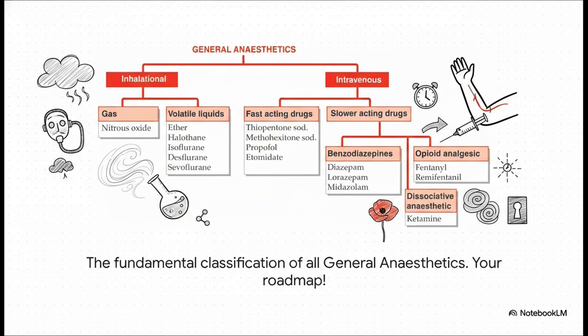See here, on one side we have the inhalational route. These are the drugs you breathe in, and they can be either gases like our old friend nitrous oxide, or they can be volatile liquids like ether and sevoflurane. And on the other side, we have the intravenous route. Now these are divided into the fast-acting drugs like thiopentone, which we'll focus on today, and some other slower-acting groups. This chart, my friends, this is your key. Keep this mental picture with you.